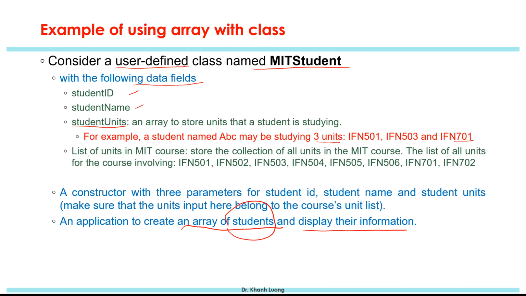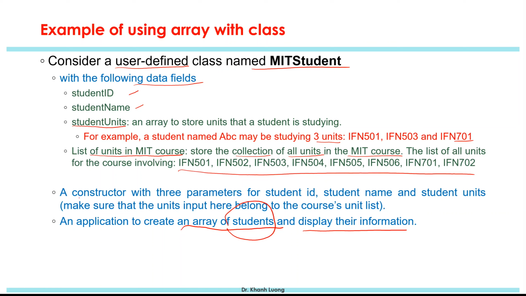Then we also have a list of units in the MIT course. This is to store the collection of all units in the MIT course. The list of all units can be IFN 501, 502, 503, 504, 505, 506, 701, and 702. So this is the list of all units in the MIT course.